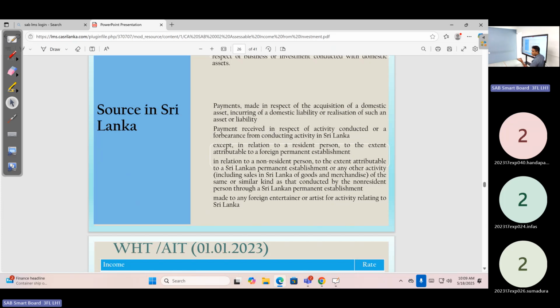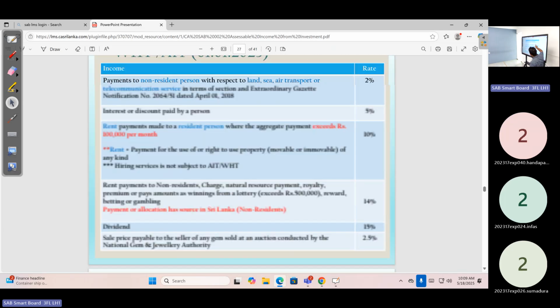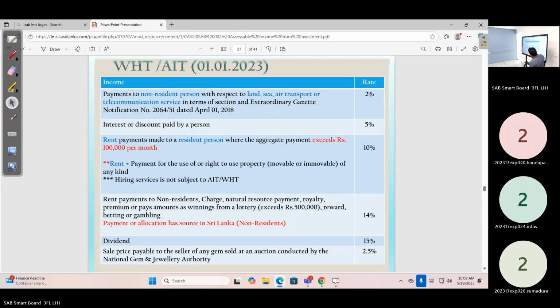That means that income is generated in Sri Lanka. So, what is the withholding tax? This is the important part. Payment to a non-resident person for freight, fee, air transport or telecommunication service, in terms of the section of the extraordinary gazette notification, 2%. That type of payment, the withholding tax rate is 2%.